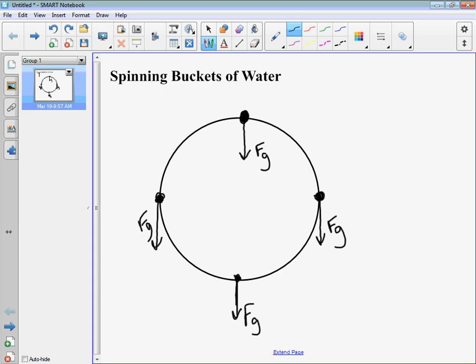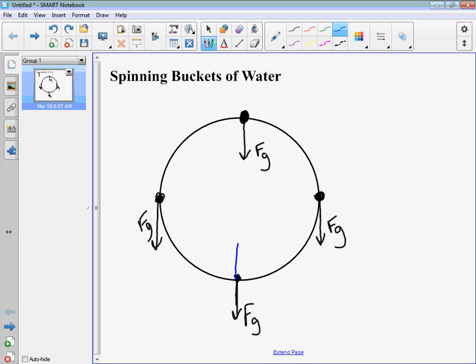Now what are we going to do? I'm going to talk about the other force acting on the spinning buckets. The other force was what? The tension. Right. Okay? I will draw those in blue. First of all, let's start at the bottom again at the 6 o'clock position. What is the direction of the tension force there? Upwards.